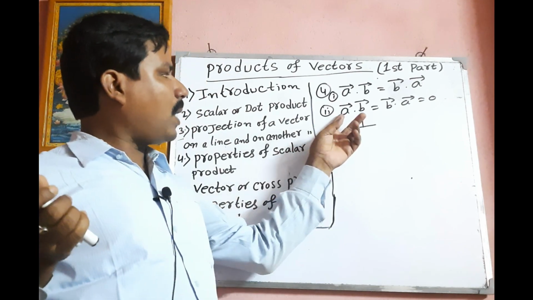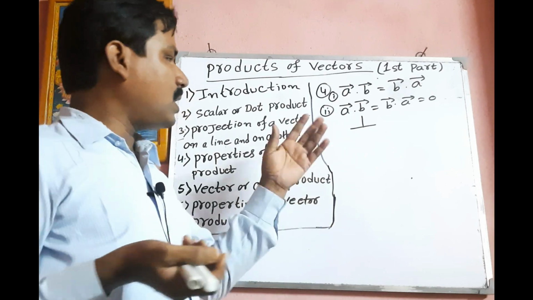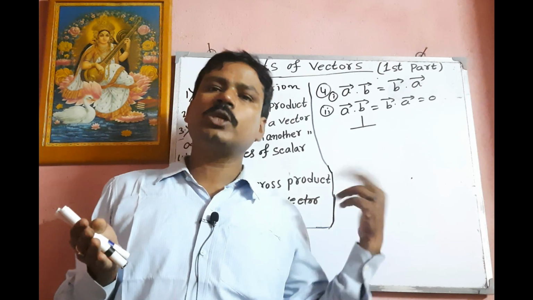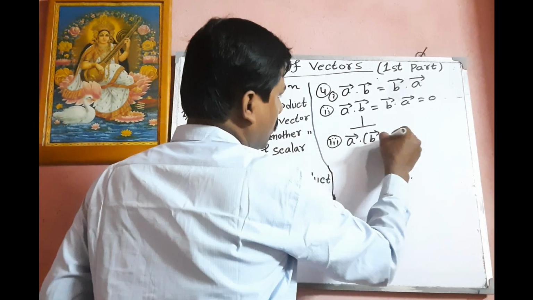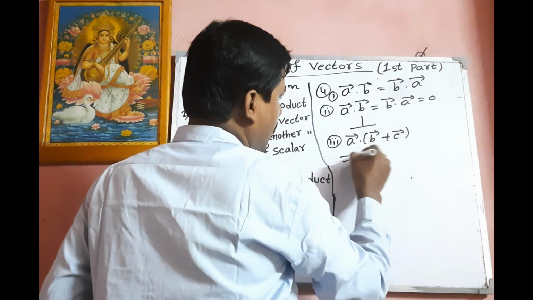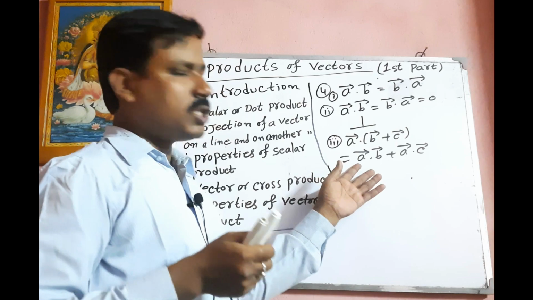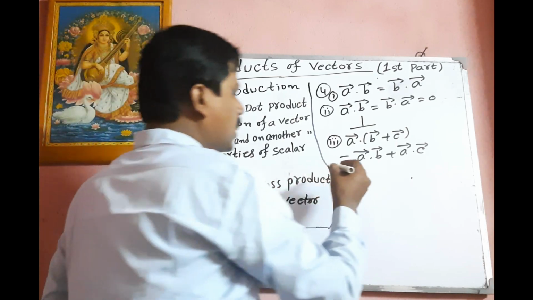That is, if the A vector and B vector dot product is 0, then we can say the two vectors A and B are perpendicular to each other. So this is the condition. And for any three vectors A, B, C, this is always true. And now we move to the next part.